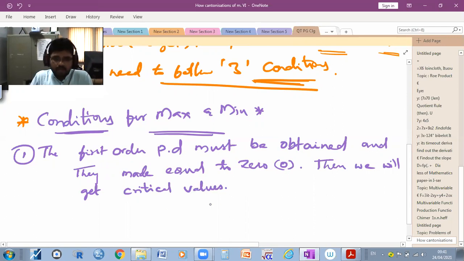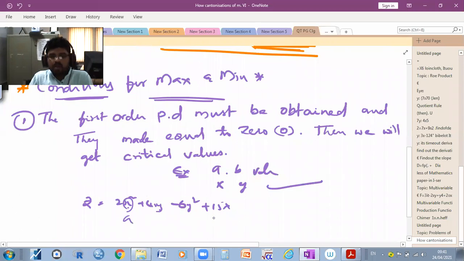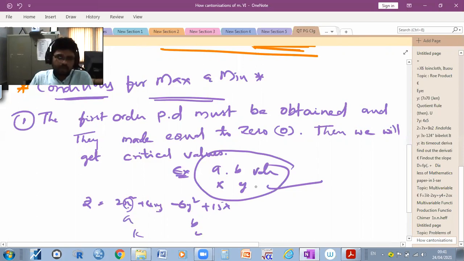The critical values should be, for example, the a value or b value, or x value or y value, whatever they have given. For example, if they have given z is equal to 2x square minus 4xy plus 6xy square plus 15, then the x and y values are the critical values. Sometimes instead of x and y they may put a and b, or k and l, so those are the critical values of the respective variables. Have you understood, please?